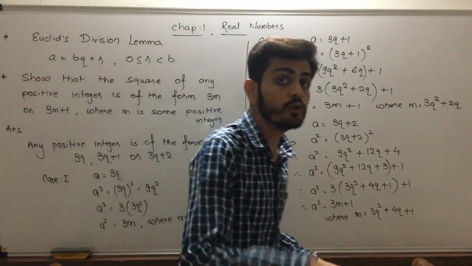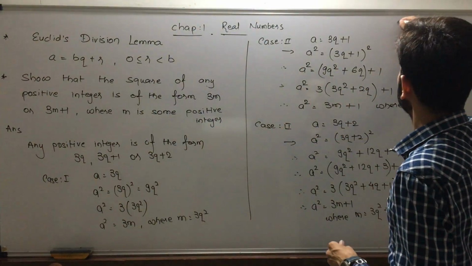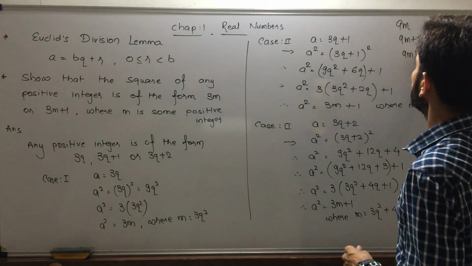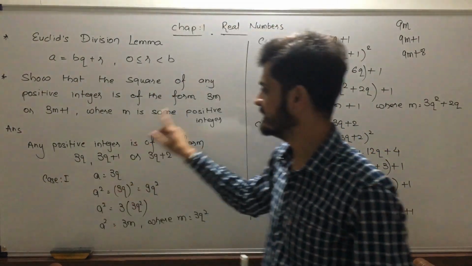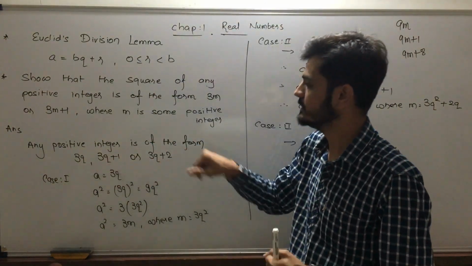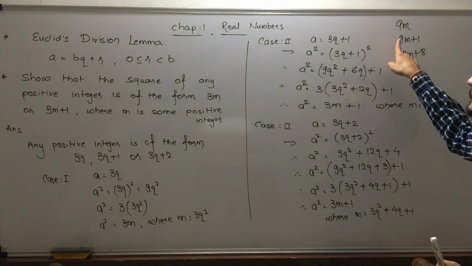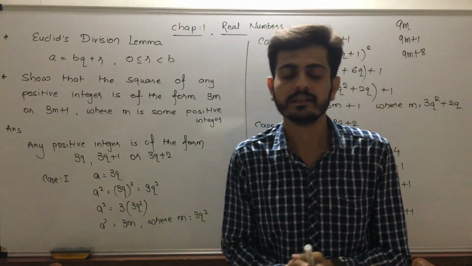Similarly, the cube of any positive integer can be 9m, 9m plus 1 or 9m plus 8. Any cube of any positive integer which is 3q, 3q plus 1, 3q plus 2, and the cube of it is of the form 9m, 9m plus 1, 9m plus 8. We can prove it.